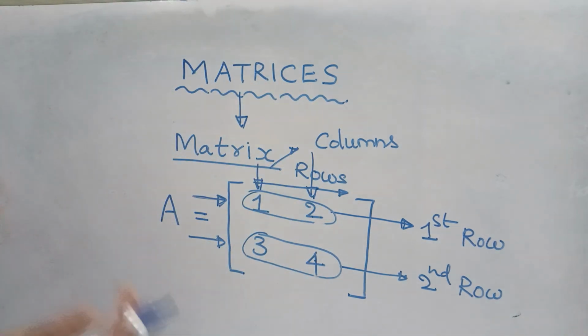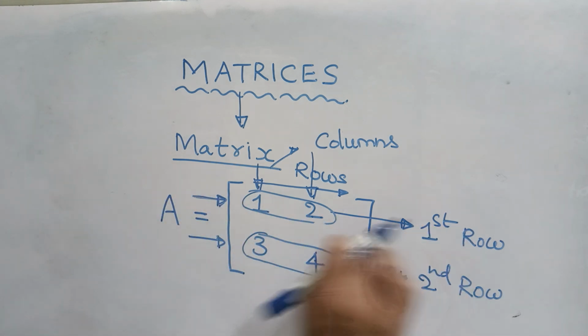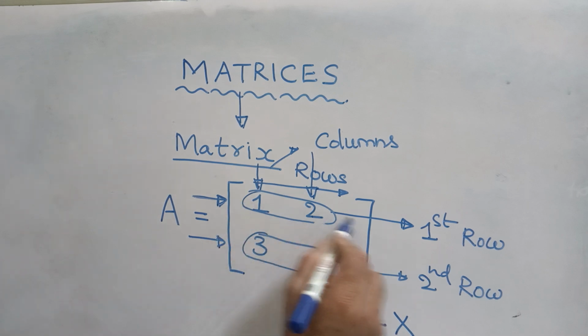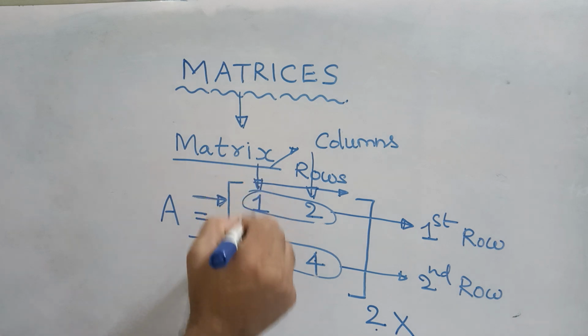So in total, how many rows are there? There are two rows. Clearly see here. The two rows are denoted like this: 2 into 2, or sometimes this "into" can be read as "by". So this first 2 indicates the number of rows, and how many columns are there?